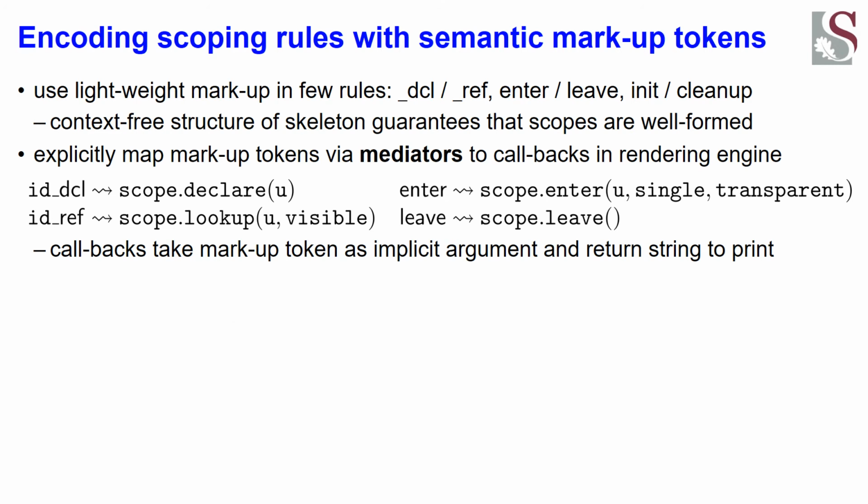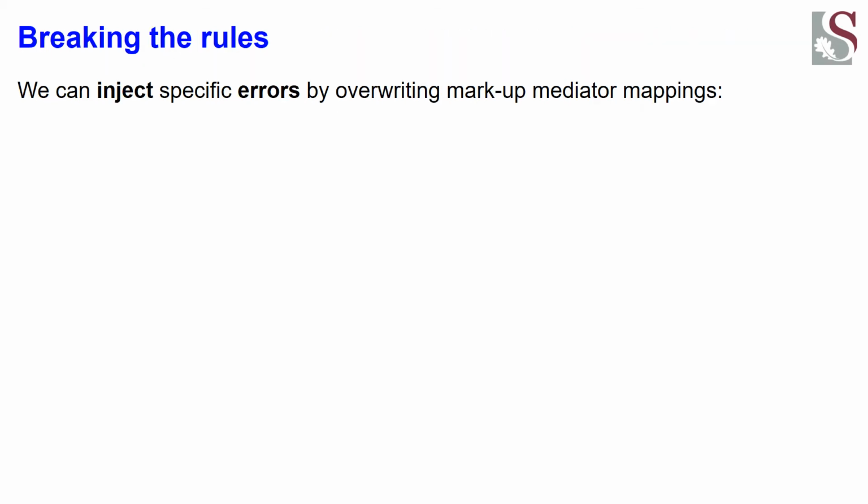The last thing we need to do is to fix how the markup tokens are interpreted. We use functionality from the rendering engine, but we don't hardcode this. Instead, we specify explicit mediator mappings. For example, we specify that decl calls the declare method of the scoping model with the unit namespace u as argument. All callbacks return a string that is then printed. For decl and ref, this is the name of the ID. For everything else, this is simply an empty string.